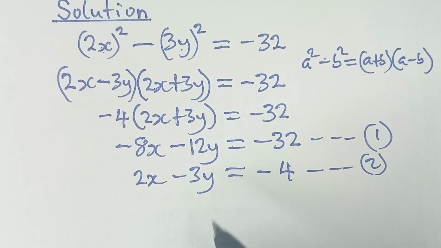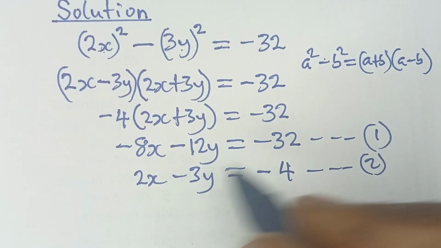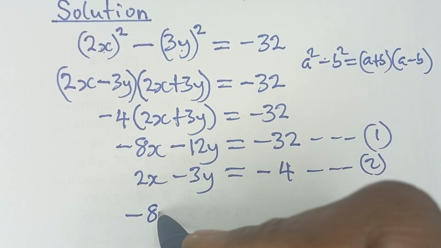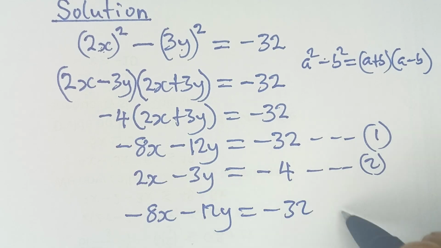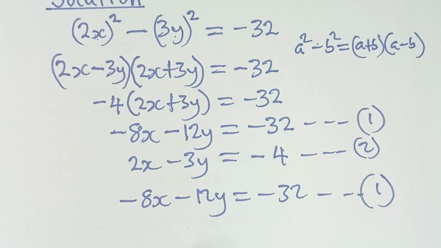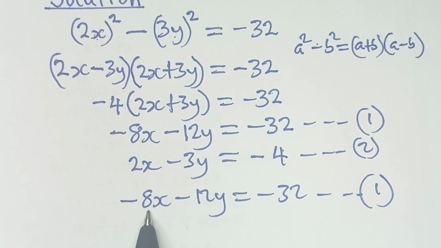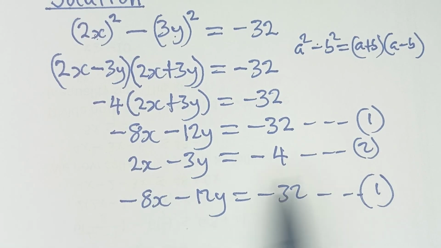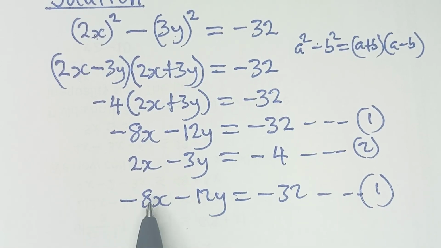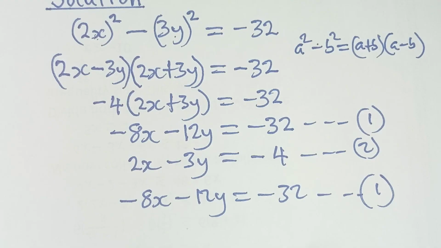So, I can decide to write this equation 1 first as negative 8x minus 12y is equal to negative 32. This is equation 1. And then I want to form another equation that also has a coefficient of 8, either positive 8 or negative 8 for x. So with this equation 2 here, I can decide to multiply this throughout by 4 so that I'll be having 8 and 8 as coefficient in the 2 equations.